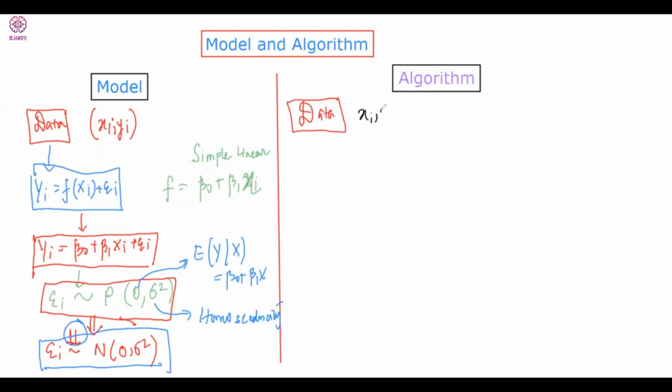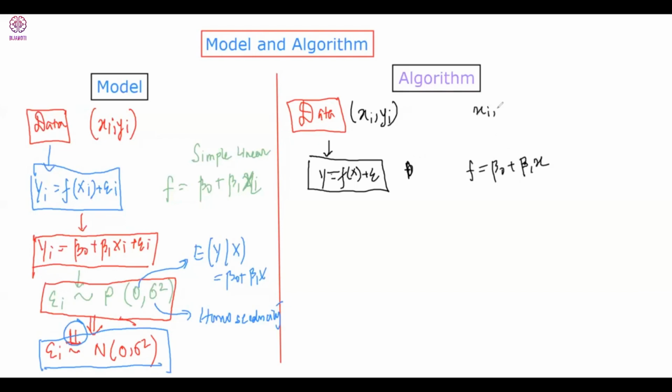We first get the data (xi, yi). What do we do next? We have this model. What is the model here? Y is equal to f(x) plus epsilon, where f here is beta naught plus beta 1 x. Here is (xi, yi). Here is the f, we are assuming it. That is, yi equals beta naught plus beta 1 xi plus epsilon i.